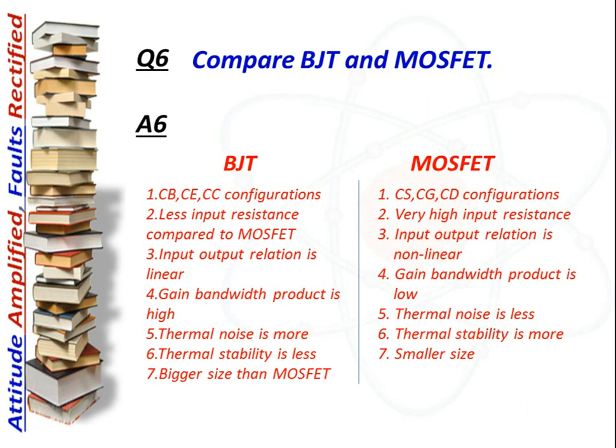In BJT, gain bandwidth product is high. In MOSFET, gain bandwidth product is low. In BJT, thermal noise is more. In MOSFET, thermal noise is less. In BJT, thermal stability is less, but it is more in MOSFET. BJT has bigger size than MOSFET and MOSFET has a smaller size.